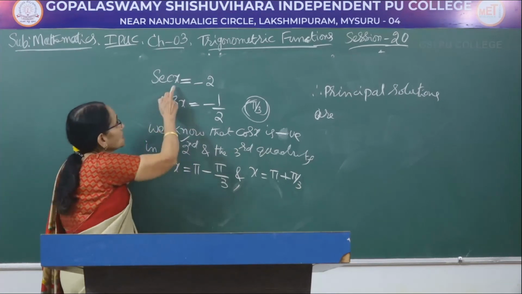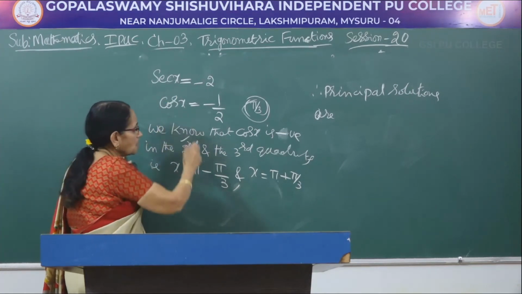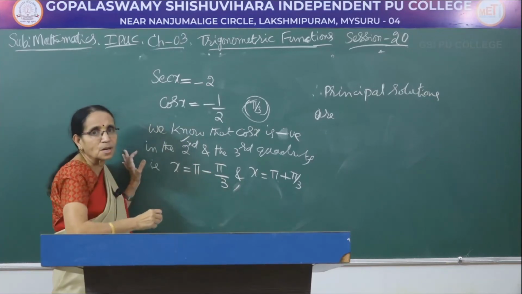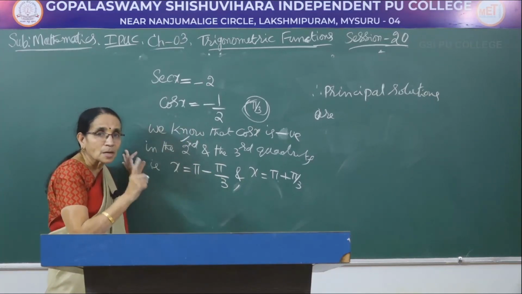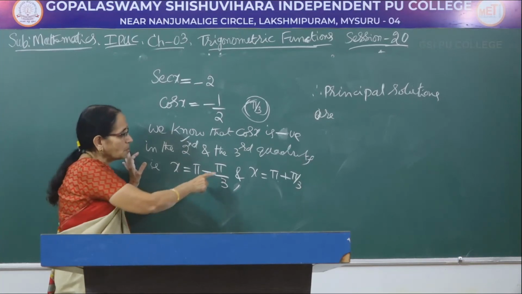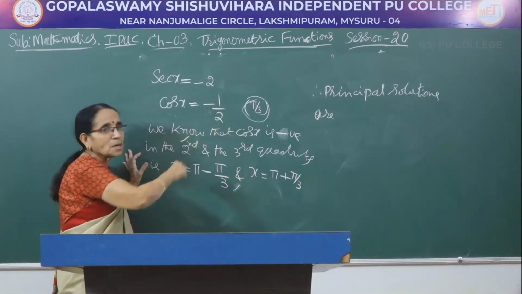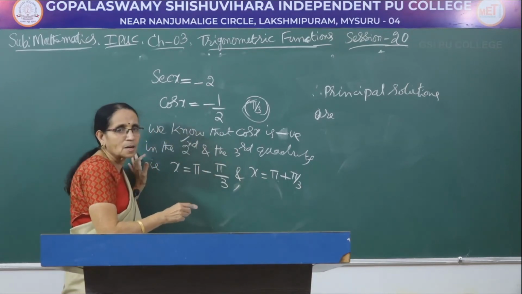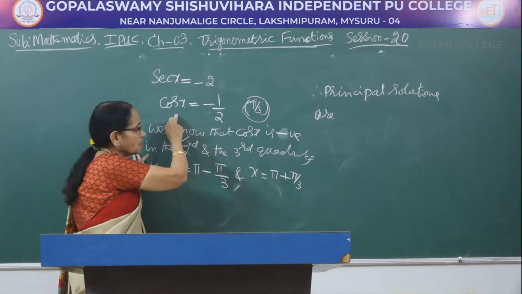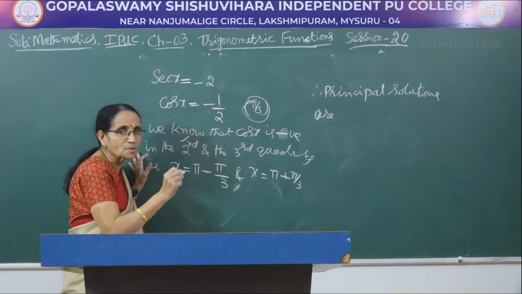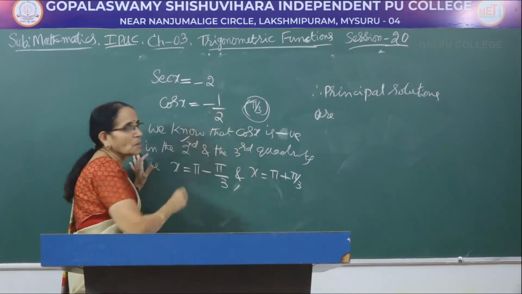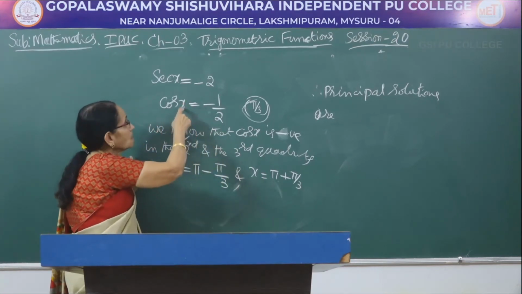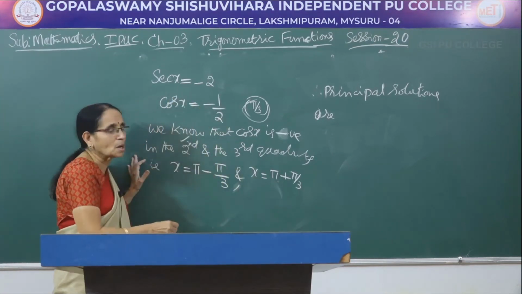Now, in this position, suppose I replace x by pi minus pi by 3. Cos of pi minus theta, what is that equal to? Minus cos theta. For cos theta, meaning cos pi by 6, you get minus of that. Suppose you take the other one, cos of pi plus pi by 3. In the third quadrant, cos is negative, so it becomes minus cos pi by 3, that is minus half. So, if you substitute both these values here or here, you will get the same value.